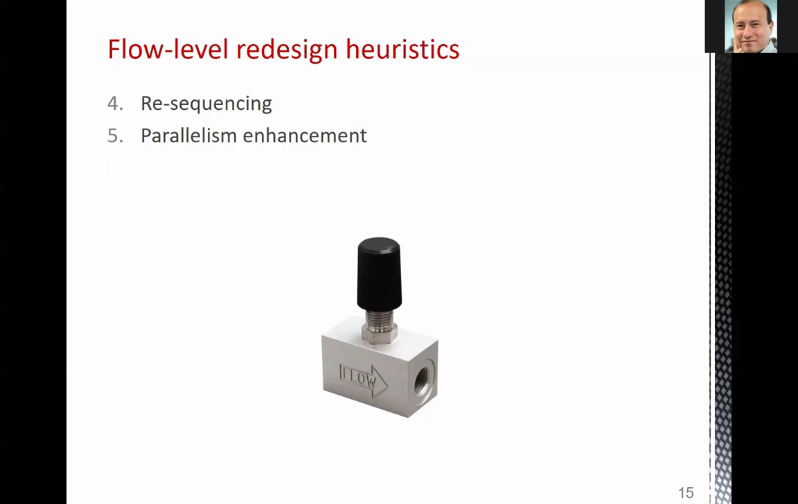The next type of redesign heuristics I wanted to visit with you are the flow level redesign heuristics. These are the heuristics that tell you how you can change the order of your tasks in order to make your process faster or more cost effective.